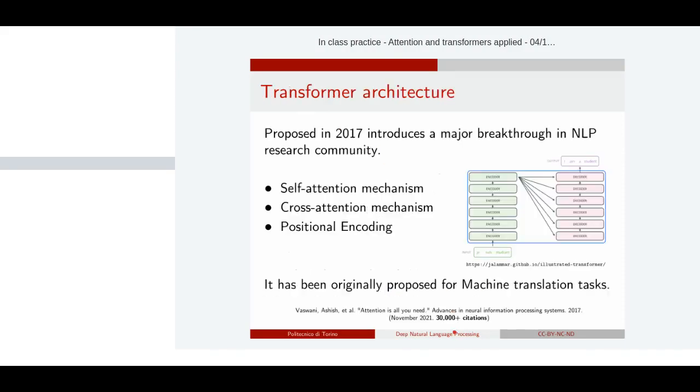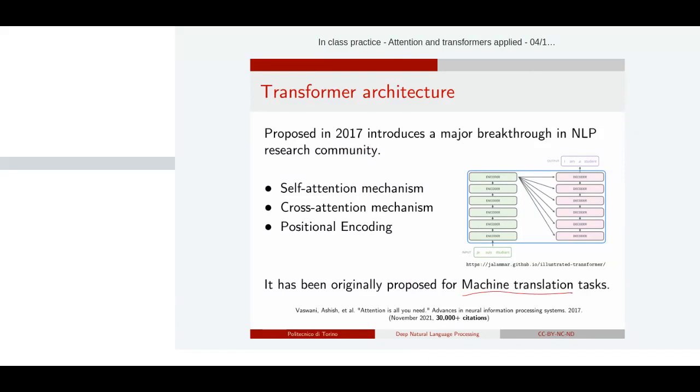So to start, let's begin with the introduction to the transformer architecture. The transformer architecture was introduced in 2017. It was originally proposed for machine translation tasks. It means that the input is a string in a language, and the goal is to translate that string into another language.